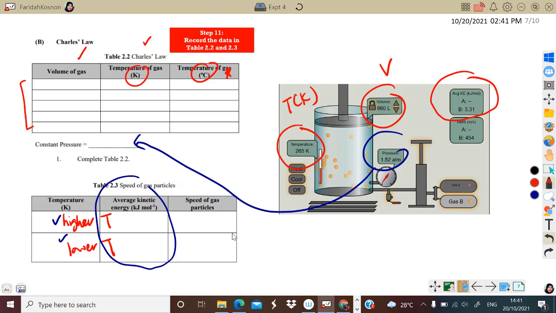Jadi you tengok, kalau higher temperature, what happen to the gas particles? Adakah gas particles move faster? Kalau you kata move faster, okay, kenapa? Kena tulislah kat situ, gas particles move faster because apa benda? Okay, gas particles move slower because they possess lower energy, possess lower average kinetic energy ke?